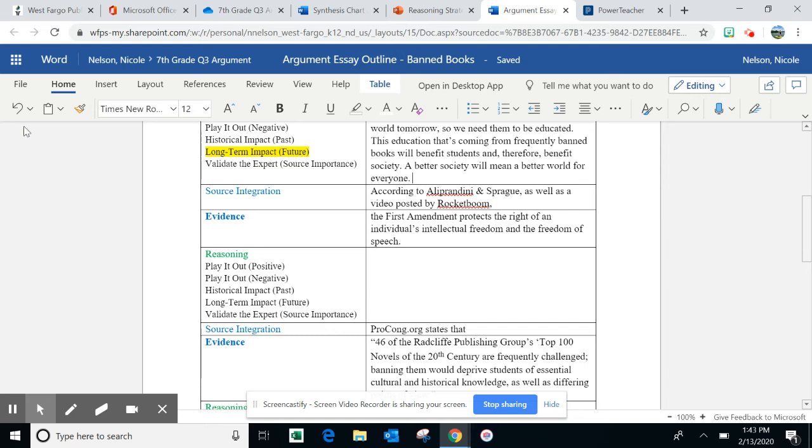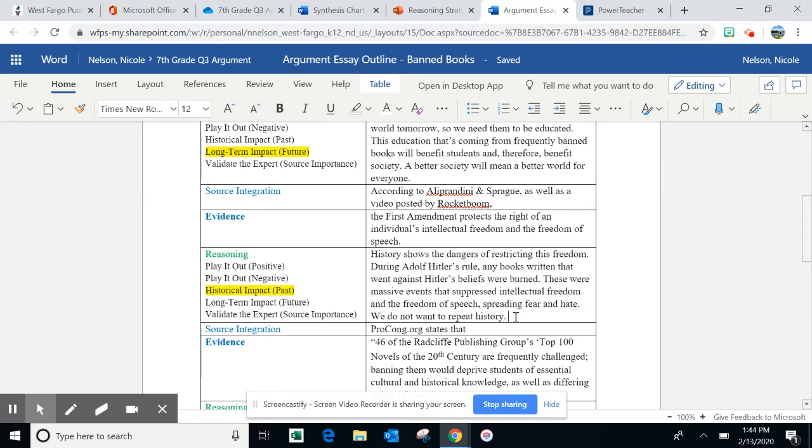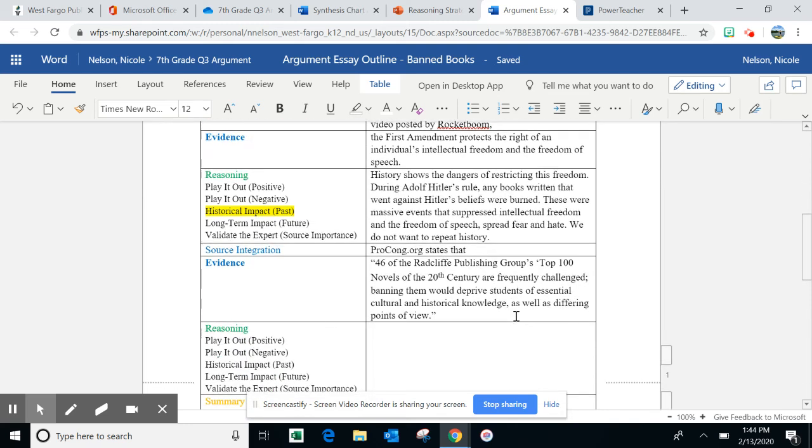So my next reasoning strategy that I used is historical impact. Now I'm going to talk about how the First Amendment protects the right of an individual's intellectual freedom and the freedom of speech. So this has happened in the past. History shows the dangers of restricting this freedom. During Adolf Hitler's rule, any books written that went against Hitler's beliefs were burned. These massive events suppressed intellectual freedom and the freedom of speech, and spread fear and hate. We do not want to repeat history. So I'm talking about something that happened in the past.